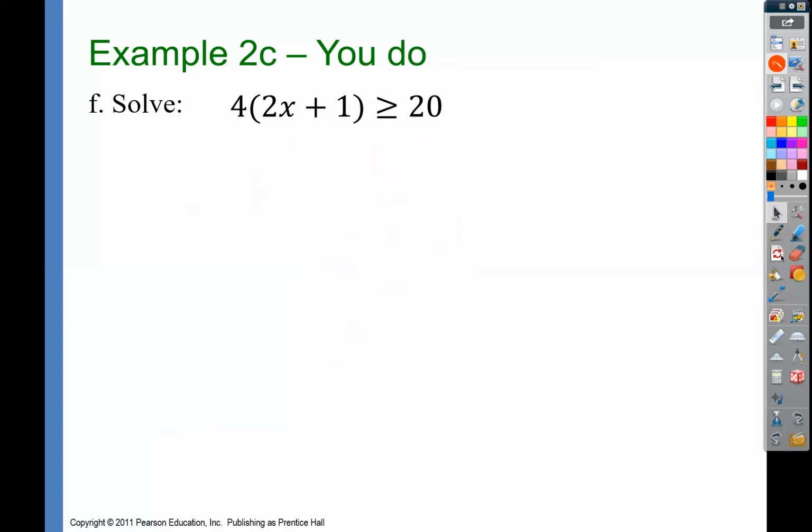Okay, you're going to do this one by yourself. Go ahead and pause it. You should have gotten x is greater than 2.